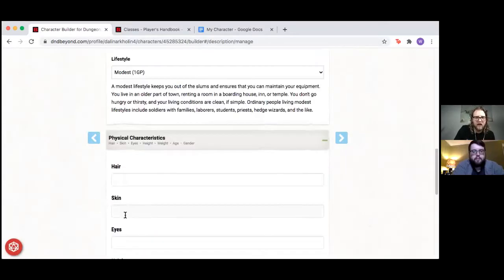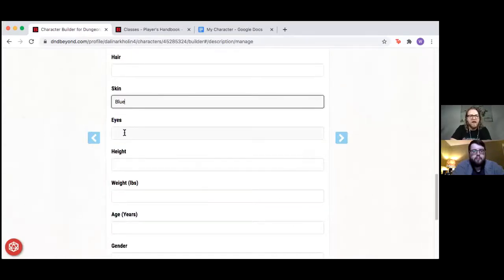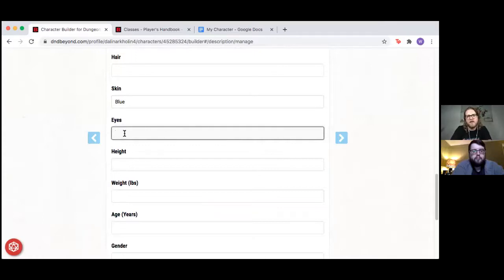All right, well, hair and skin, we'll take that as scales. I don't really have hair, but scales would be blue. My eyes are multicolored. So it sort of flows from orangish pink, and then bright blue.